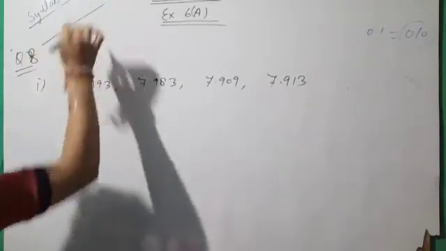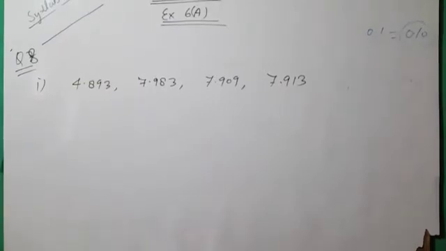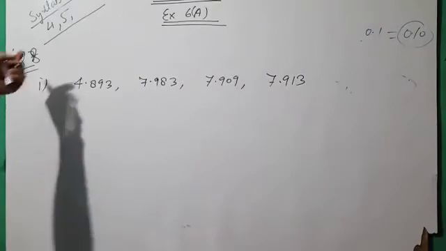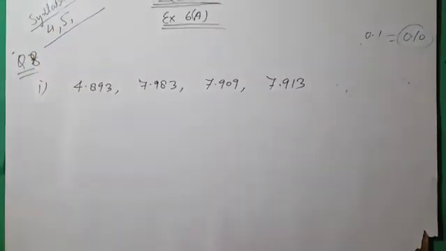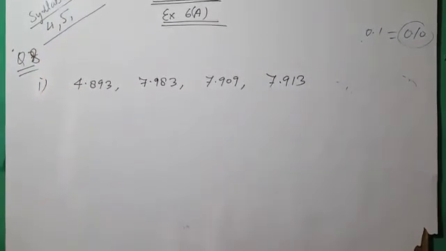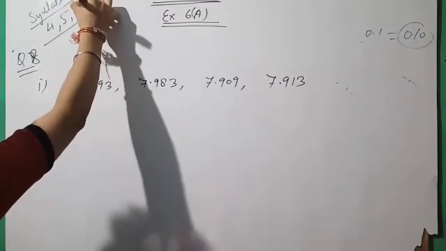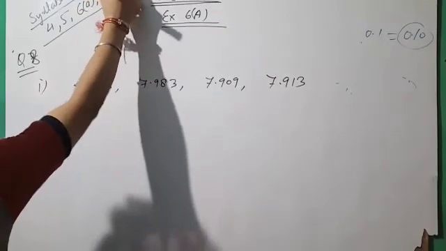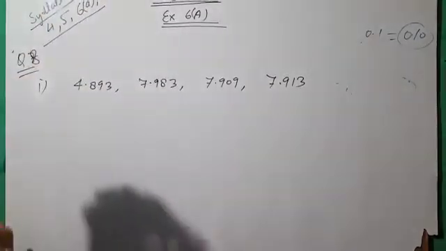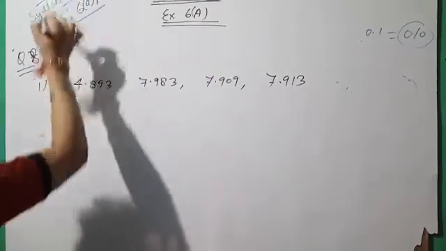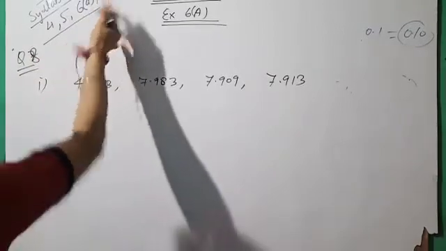One more piece of information: the syllabus for your unit test second is the syllabus completed till today. The fourth chapter and fifth chapter are completed, exercise 6A will be completed today, and maybe 6B also. So up to 6B is in your syllabus for the second unit test.